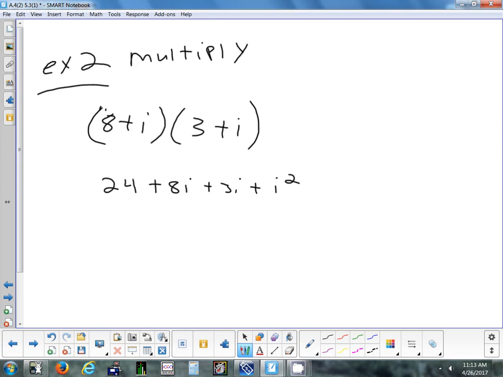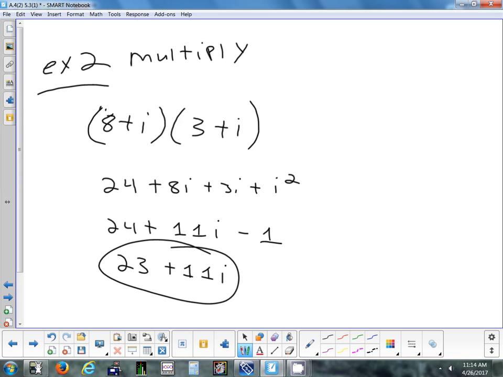So Mercedes, when I combine my like terms, how many i's will that give me? 11. Yep. So plus 11i. And i squared, we're going to change that to -1. This time it wasn't minus i squared, so I don't have that minus thing. It's just -1. And now my last step, when I combine the 24 and -1, that gives me a real part, Riley, of 23. So 23 plus 11i. Yep. Any questions on that one?